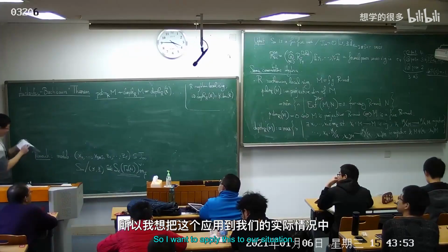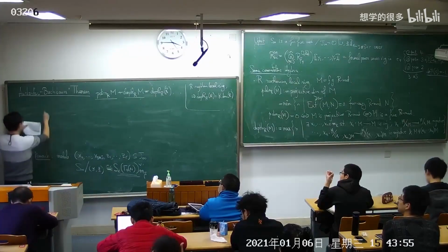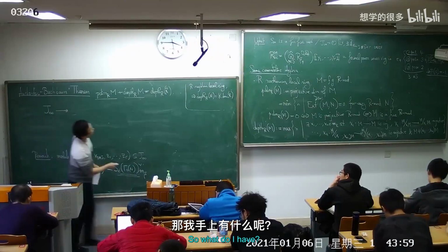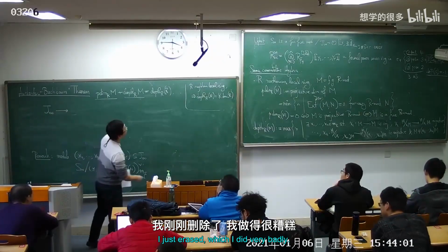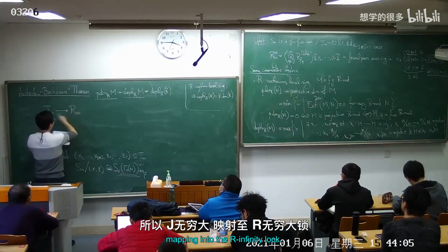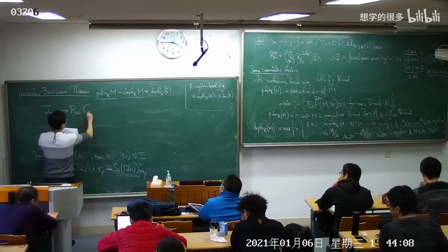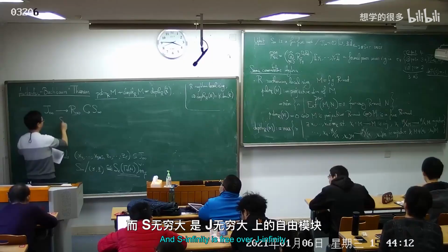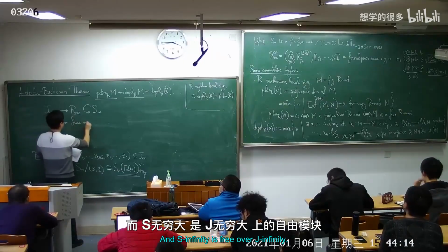So I want to apply this to our situation. Let's simplify our situation a little bit. So what do I have? I just erased, which I did very badly. So I have J infinity mapped into R infinity, which acts on S infinity. Okay, and S infinity is free over J infinity.